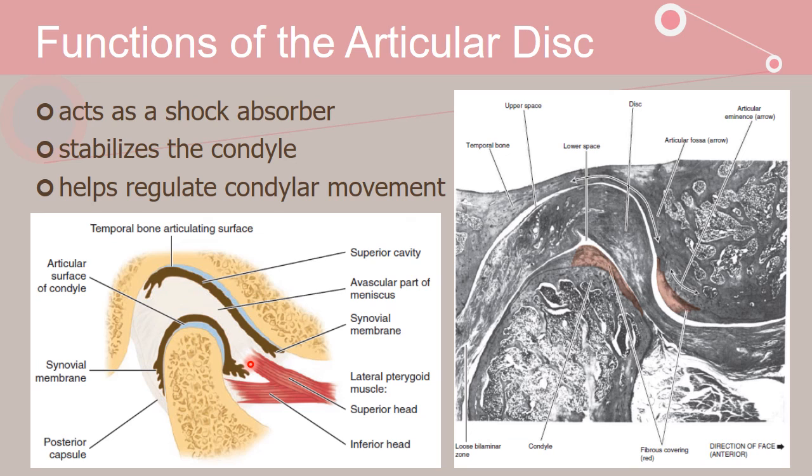It also stabilizes the condyle. The condyle does not contact the glenoid fossa, right? So it's actually not stable because it does not have anything that holds it to the fossa. The space between the two is filled by the articular disc, thereby stabilizing the condyle. It is especially thick on the functioning portions.